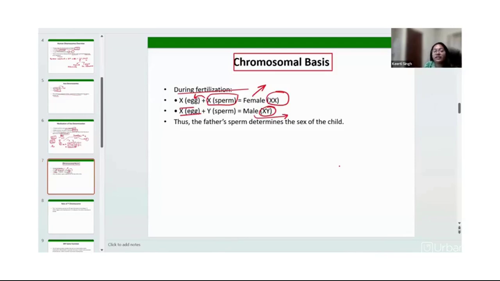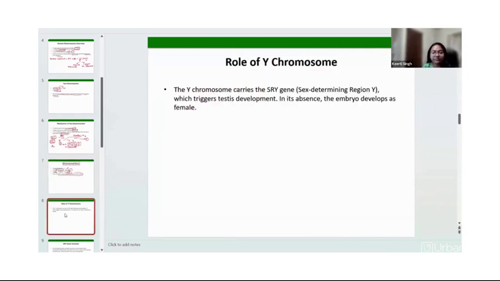So what we can eventually say is that the father's sperm determines the sex of the child and not the female. Just because the female is carrying the child for a period of 9 months, it doesn't mean that the sex of the child is going to be determined by the female. It is the male who is going to determine the sex of the child, right?